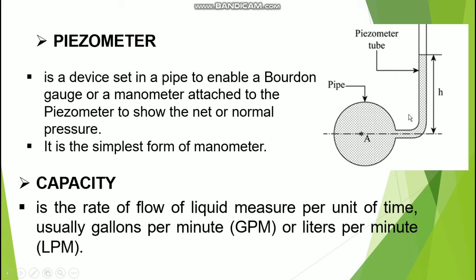Then capacity, it is the rate of flow of liquid measured per unit of time, usually gallons per minute, GPM, or liters per minute, LPM.